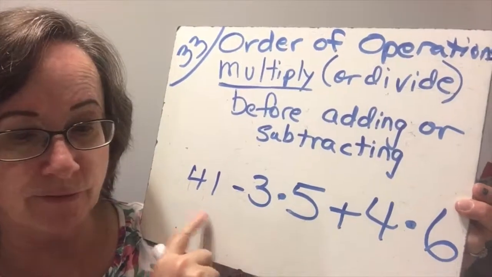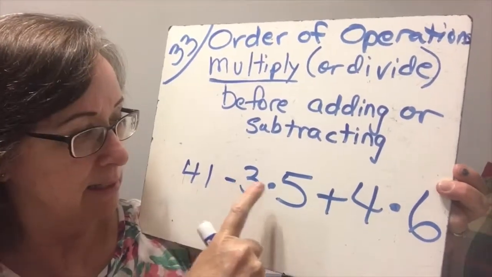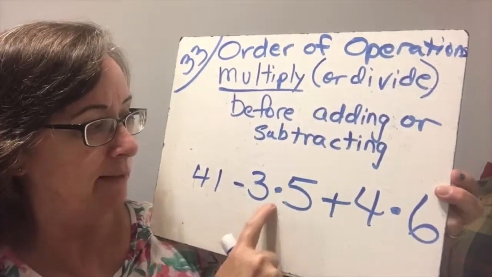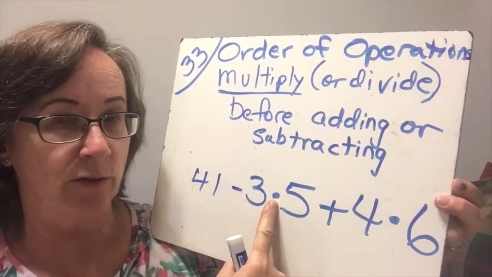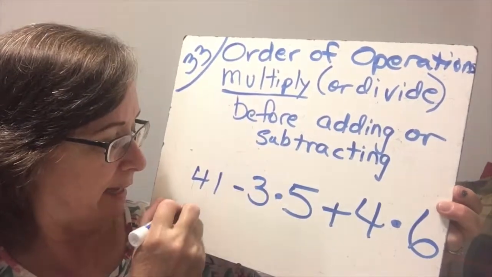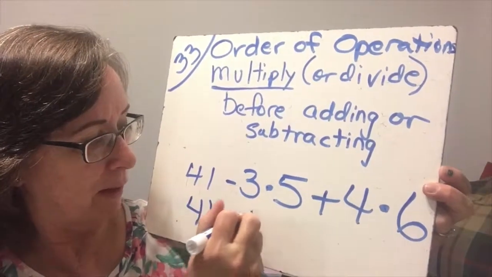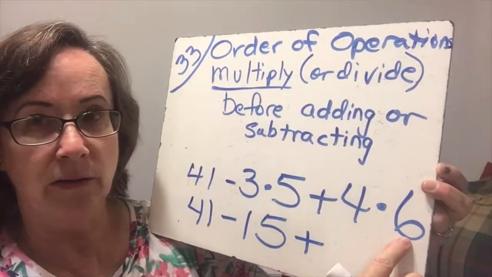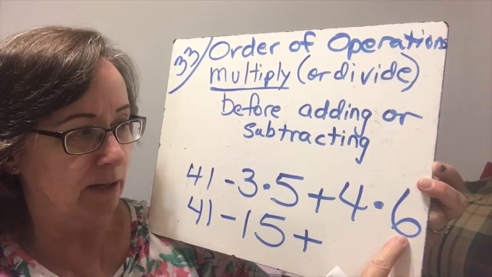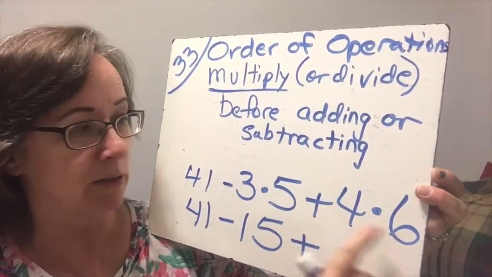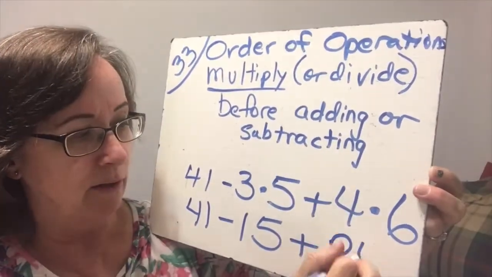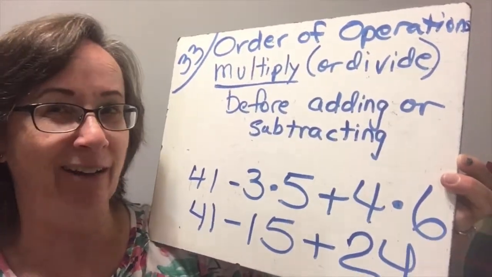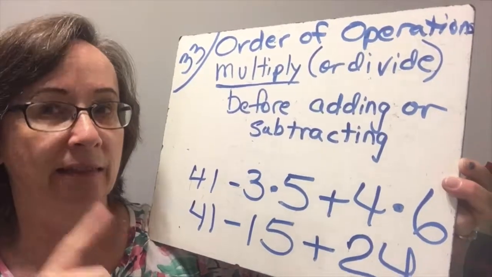Okay, so here we have 41 minus times plus times. So moving left to right, this times is the first one that's a higher ranking priority. So we're going to say 41, take away 15, plus, and now we have 4 times 6, which is a higher rank than 5 times 4. So 4 times 6 comes next, 24. Okay, so now everything is subtraction and addition, and they're at the same level. So we're going to do that left to right.